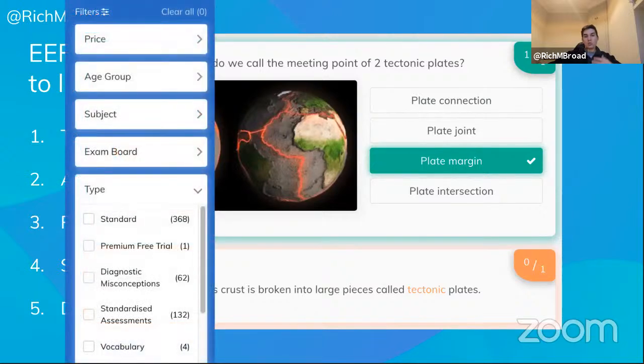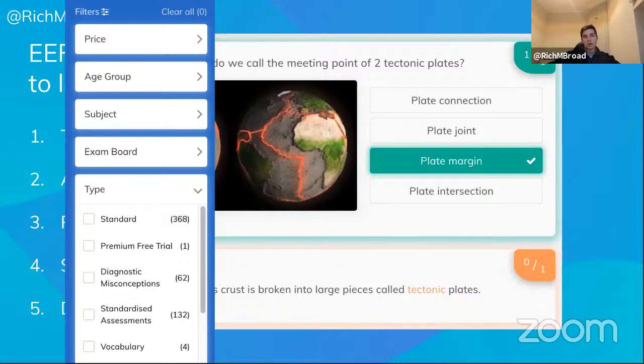So we also provide other courses for free. The screenshot I've got behind this is from our standard courses, but we've also got our diagnostic misconceptions courses, which help students to identify misconceptions and correct them. And then also our standardized assessment courses, which I mentioned earlier, that help to look at end of topic tests, if you like, and then vocab courses for MFL as well. And those are available for free.